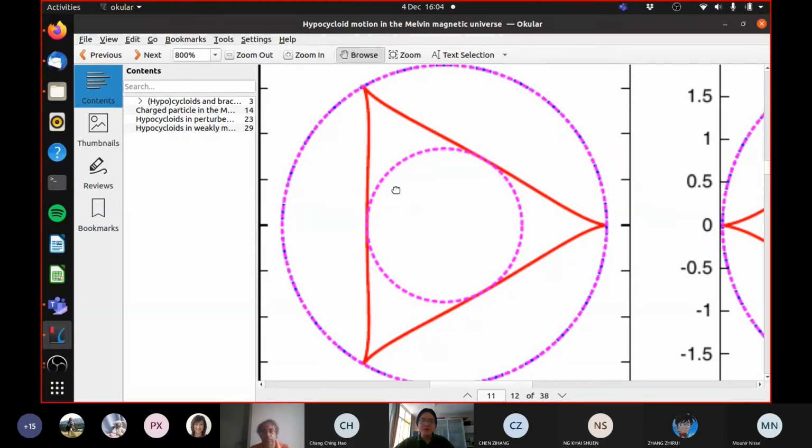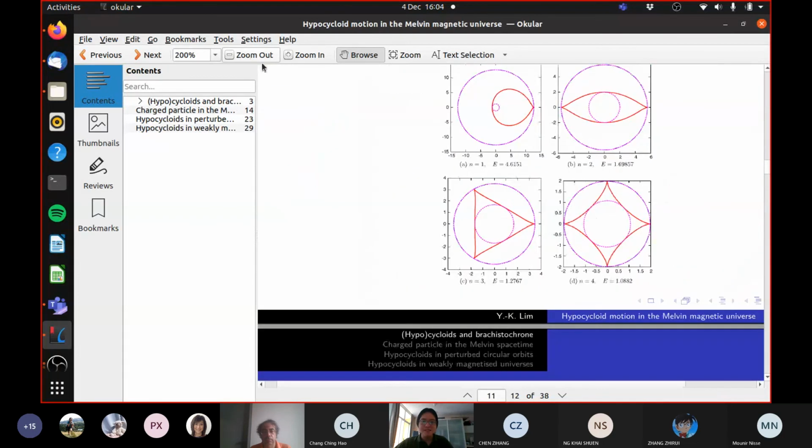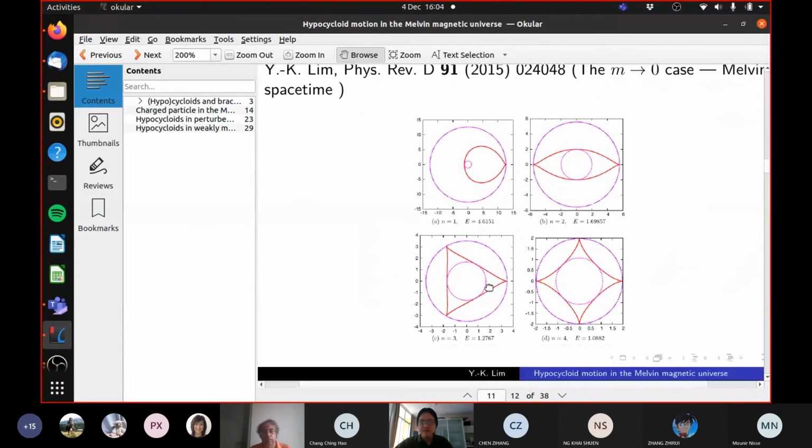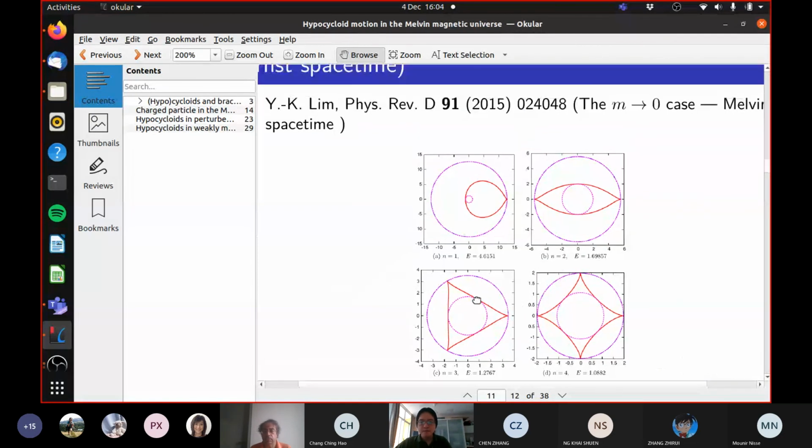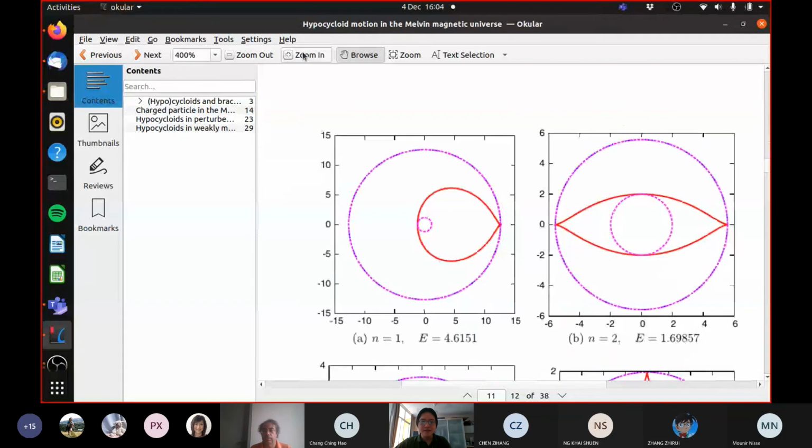Yeah, but I don't know why. This is the section of the paper which I did not investigate very closely, just showing examples of numerical solutions. But these are more interesting cases.